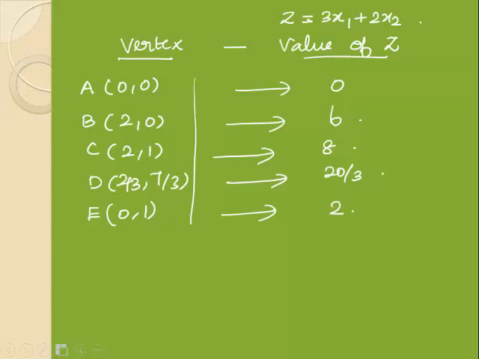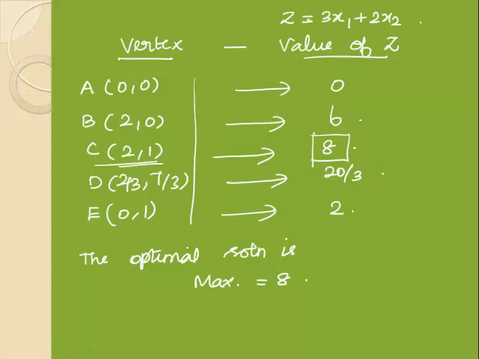So we are in need of maximizing the objective function Z. The maximum value we have obtained is 8 for the values of x1 and x2 as 2 comma 1. Therefore the optimal solution is maximum Z is equal to 8, which is obtained for x1 is equal to 2, x2 is equal to 1. So this is the optimal result, and this is the solution for the problem. Thank you.